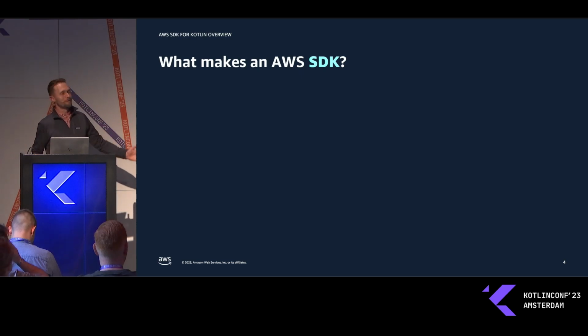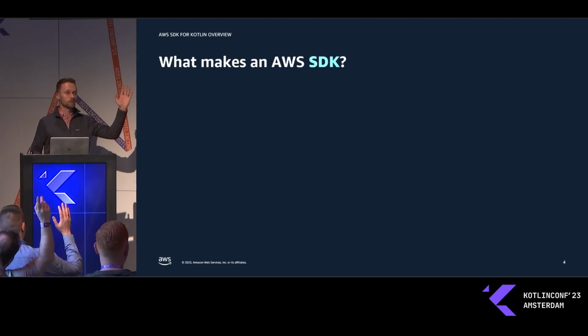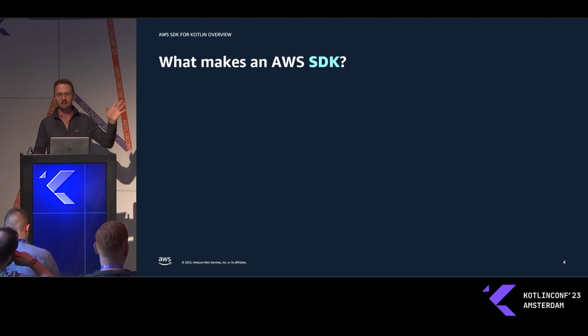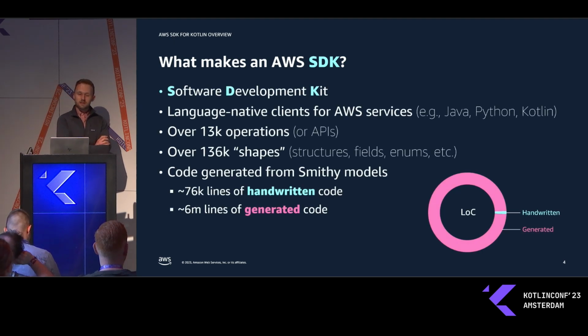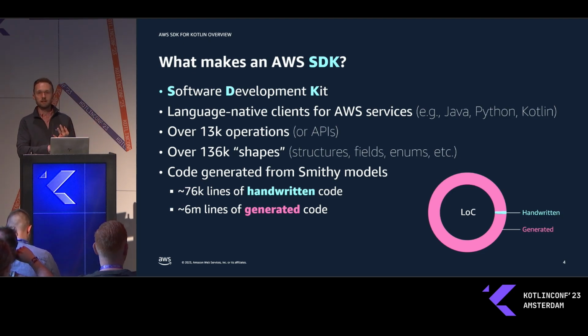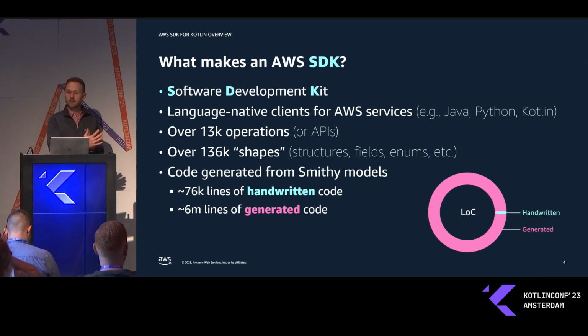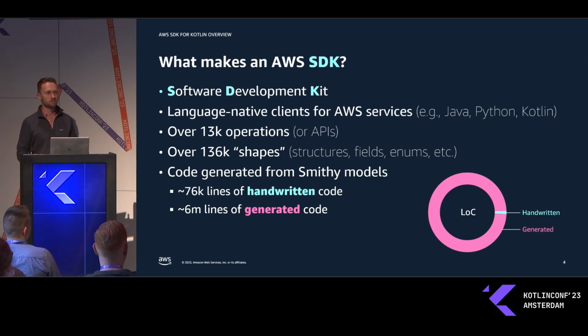So before I get into what makes an AWS SDK, by show of hands, who here has used an AWS SDK before in any language? Okay, all right. Slightly less, but still quite a few. The software development kits for AWS services are clients for individual AWS services that are written in languages that developers need to code in. There's an AWS SDK for Java, for Python, the Kotlin one we're going to talk about today. All told, there's 12 different languages that AWS has SDKs for. Each of these SDKs have over 13,000 operations in them, or APIs, methods that you can invoke against a service to perform some sort of action.